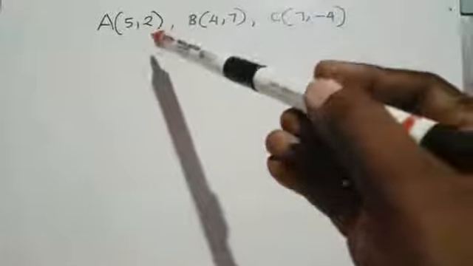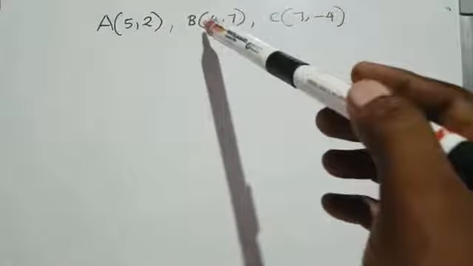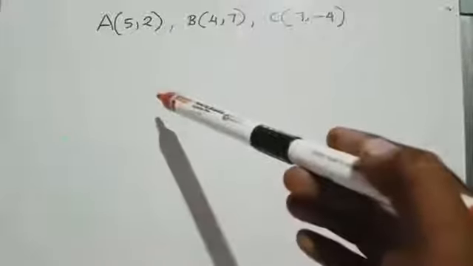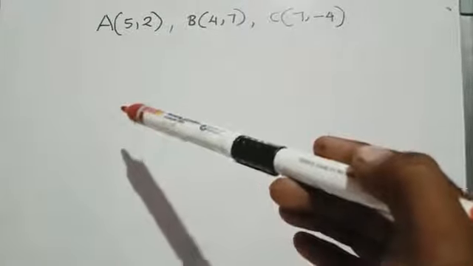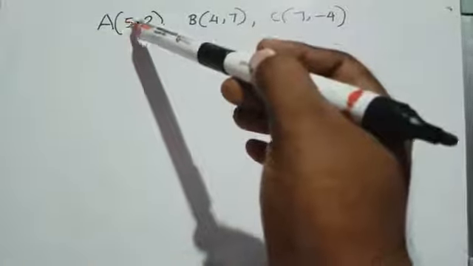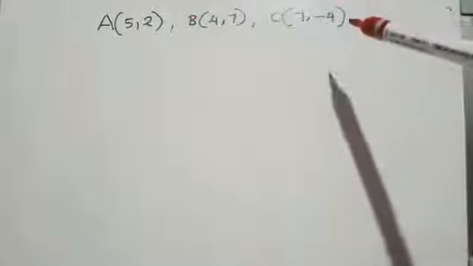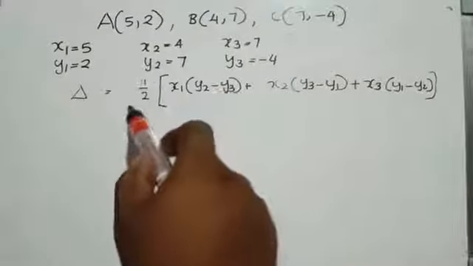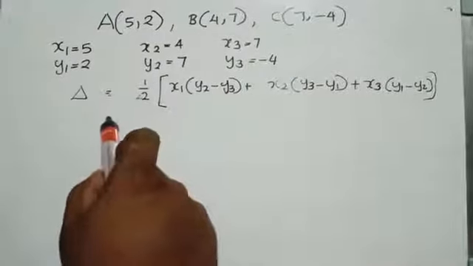Find the area of triangle ABC in which A is (5, 2), B is (4, 7) and C is (7, minus 4). So here also let's write the variables such as x1 y1, x2 y2, x3 y3. Now recall the formula for area of triangle, which is half into x1 of y2 minus y3 plus x2 of y3 minus y1 plus x3 of y1 minus y2.